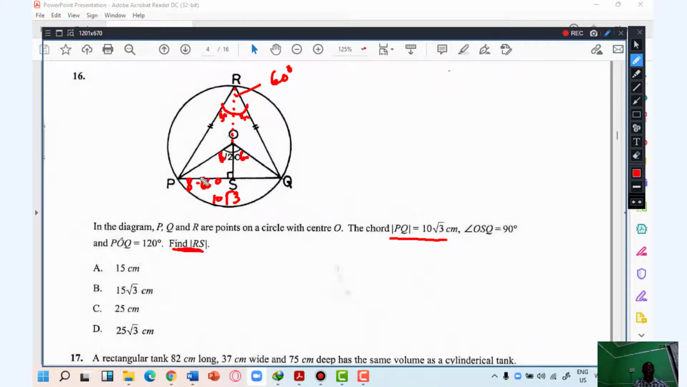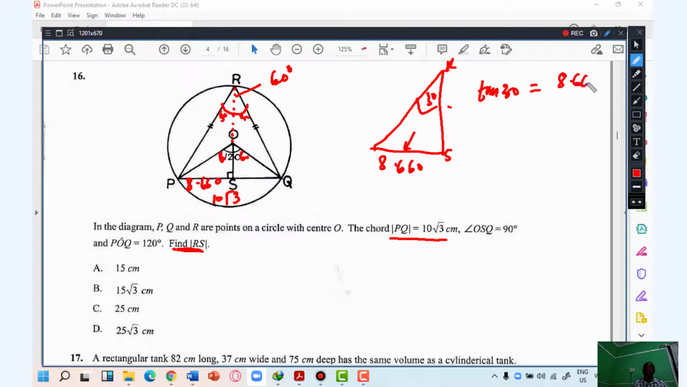So let's now, since we have this and we have this distance, we can now draw a right angle triangle this way. Good. So this side will be 30 degrees here. R is here. S is there. And here is 8.660. And so we are looking for this side. So this is the opposite. This is the adjacent. So you use tan. Opposite, adjacent. So tan 30 is equal to 8.660 over RS.